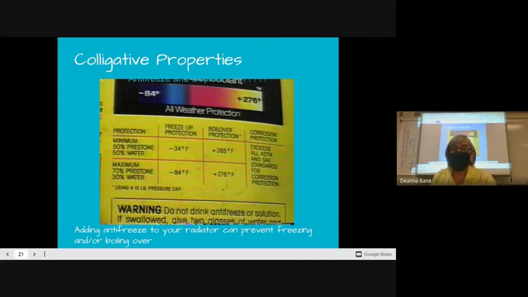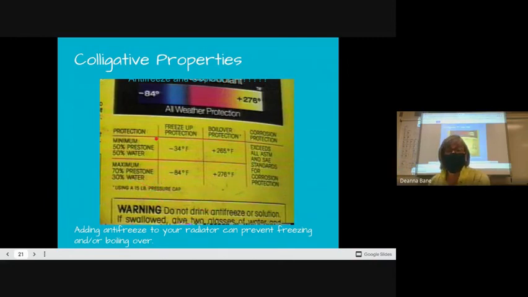In the wintertime, our temperatures can get into the degrees below zero that are on this label, negative 34 degrees Fahrenheit. And the air temperature isn't going to get above the boiling point, but the temperature in our radiator certainly could as it cools out the engine.